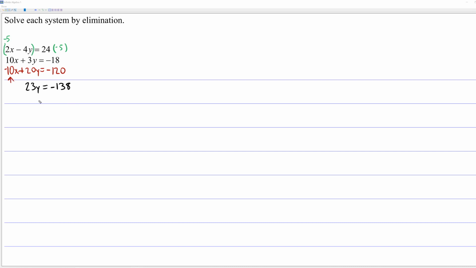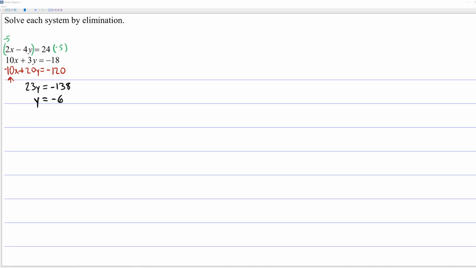So what in the heck is this? If we divide by 23, let's see. 20 times 6 is 120. 3 times 6 is 18. So yeah, this is -6 when we do the division. So we've solved for y this time now instead of x.